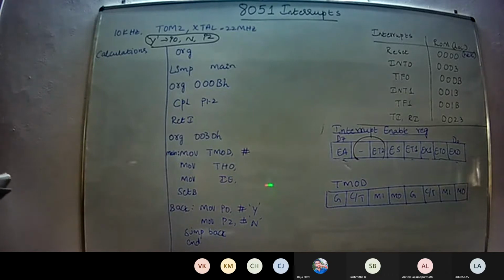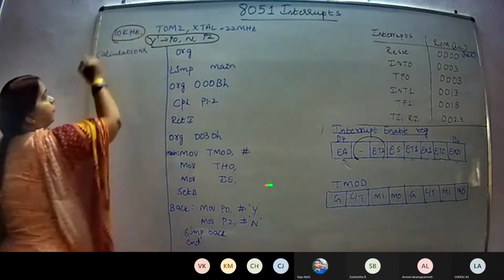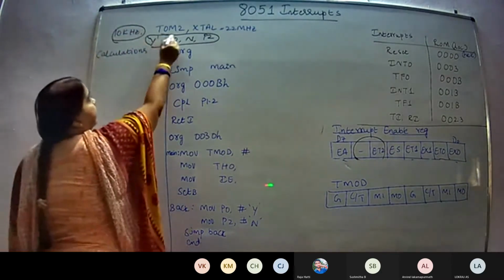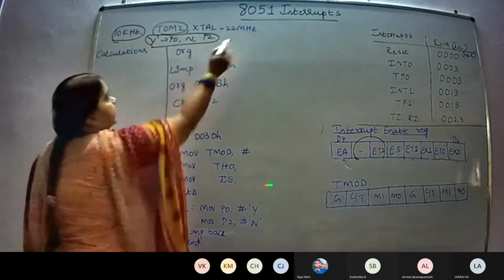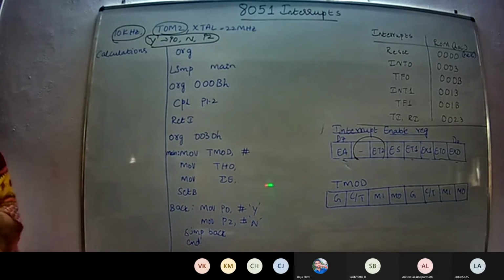And one more thing, it should also generate a square wave of 10 kilohertz in timer 0 mode 2, and the external frequency is 22 megahertz. So two things are happening here. One is generating the square wave, and the other is sending the values y and n to port 0 and port 2.